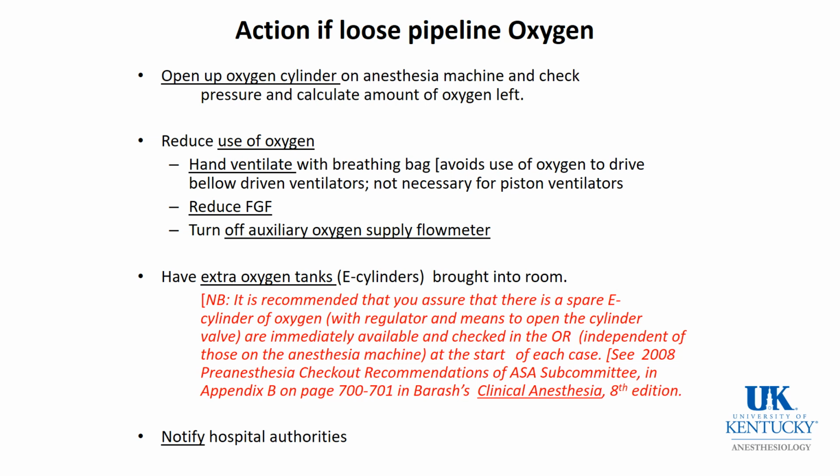You can reduce fresh gas flow, and remember to turn off the auxiliary oxygen supply flow meters. Sometimes those are left on, and they're draining oxygen from the system. And finally, make sure that there are extra oxygen tanks in the room while people are trying to figure out why the supply of oxygen to the room is discontinued.